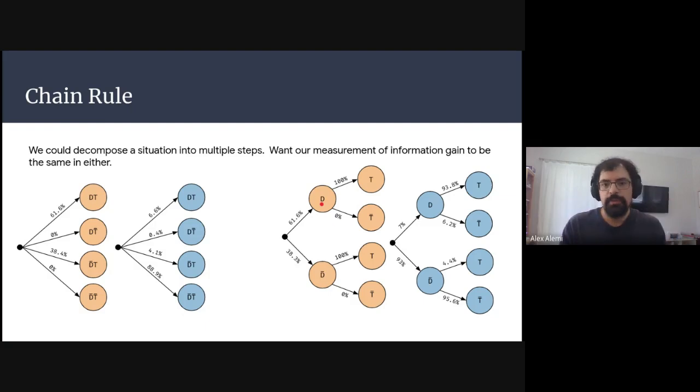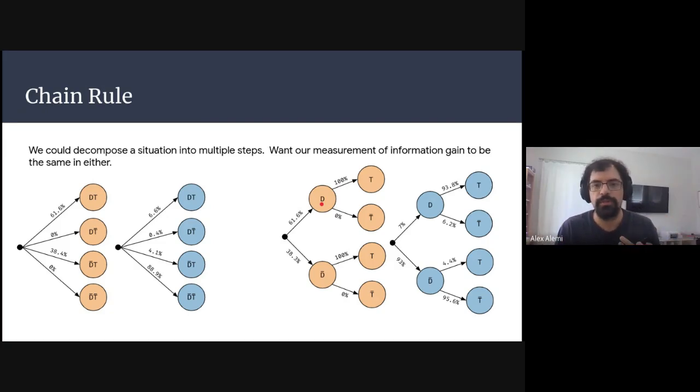And then the last property that we would want, chain rule. So what do I mean by this? Basically, there are different ways that I can write probability distributions, and I would want my description of updates and changes of beliefs to be consistent, independent of the way that I write those updates.